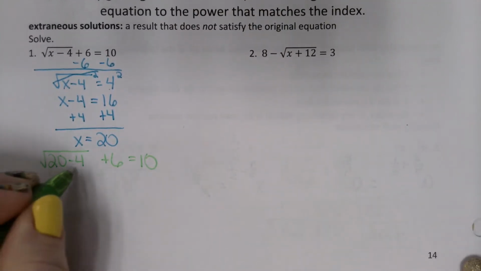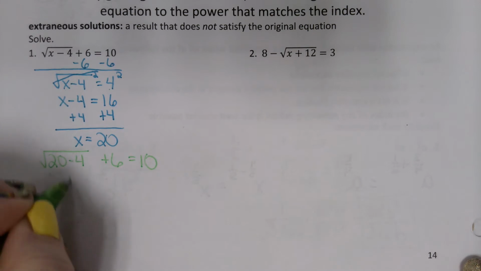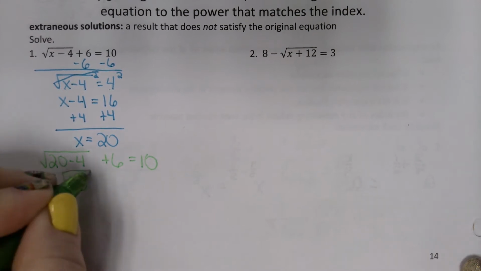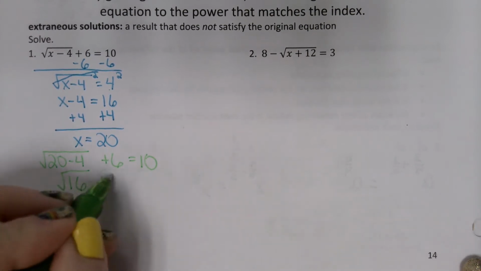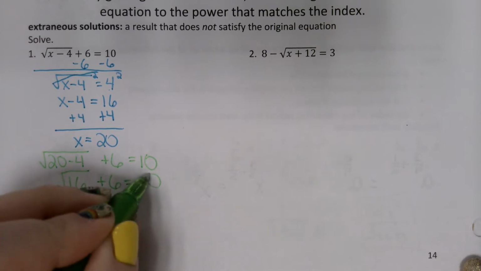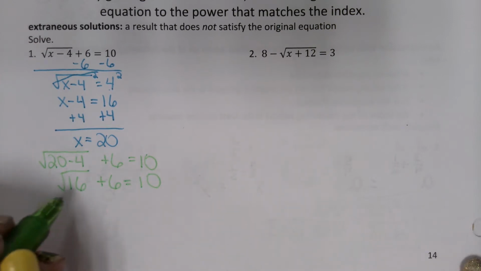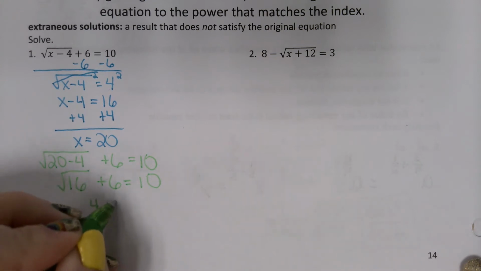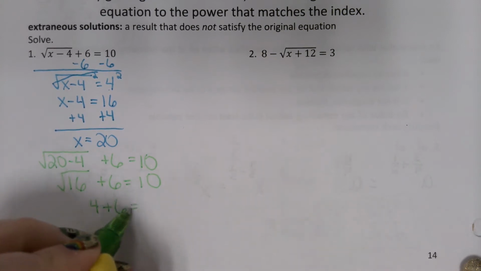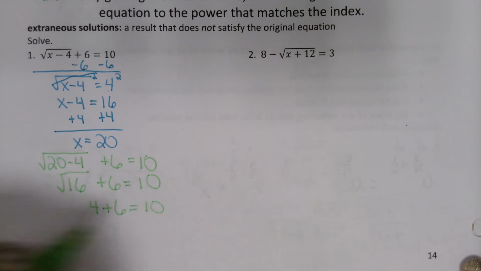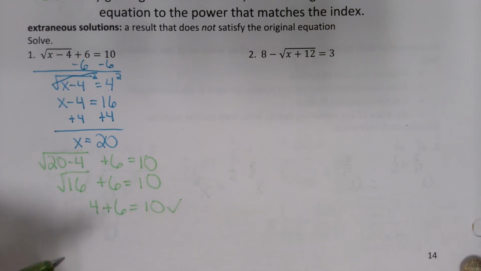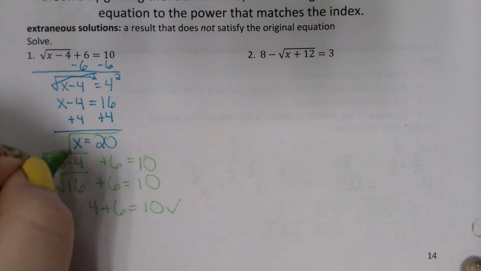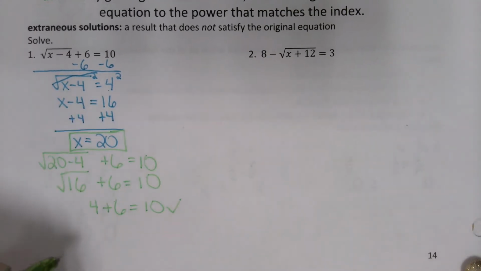So 20 minus 4 gives me 16 plus 6 equals 10. The square root of 16 is 4, and 4 plus 6 does equal 10. So what that tells us is that it satisfies the original problem, so 20 is my answer.